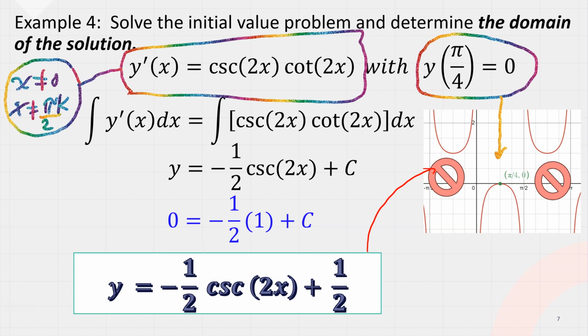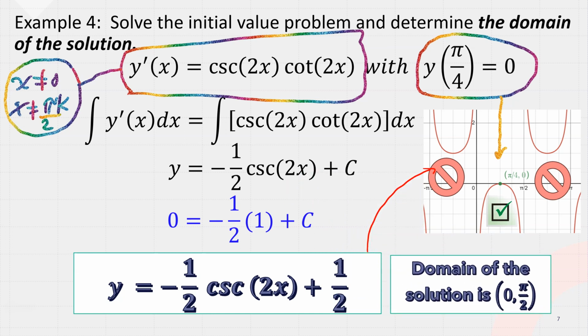So we would say y equals negative 1/2 cosecant of 2x plus 1/2 is the solution to this initial value problem when the domain is between 0 and pi over 2. Meaning we only take that one branch that has the initial value included. And that is it. That's the basic idea of differential equations. Now, in the next video, we'll deal with separable differential equations.